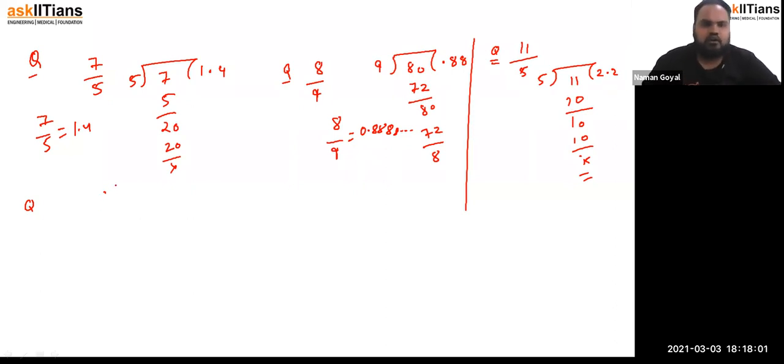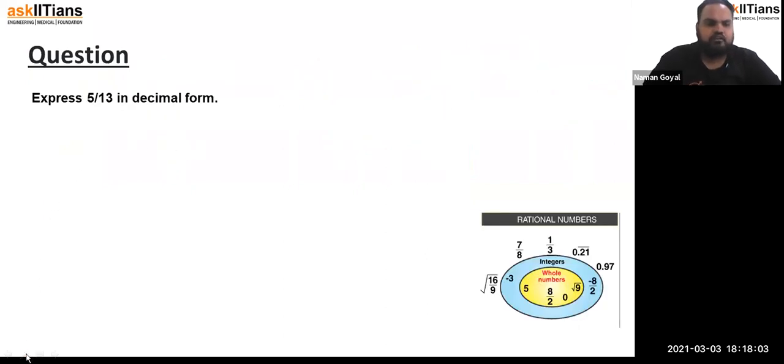Okay, now here we have the question 5 by 13, right? The question is we want to divide 5 by 13, right? So it can be written as 5 is going to be divided by 13. So the point will come here, 0 will come here. So 13 threes are 39, I think so. It will go 3 times, right?